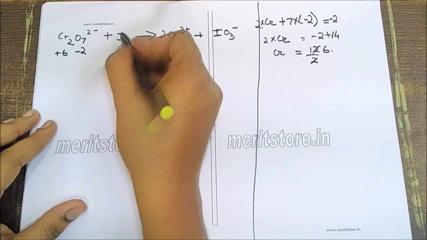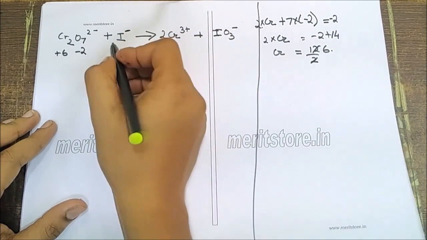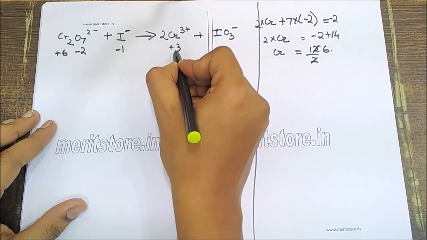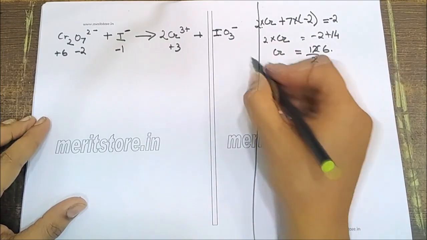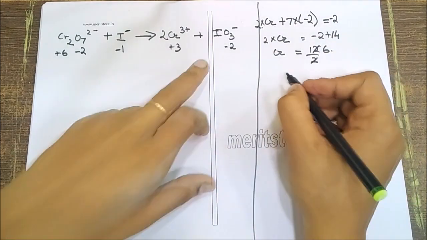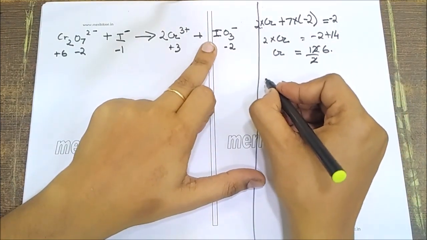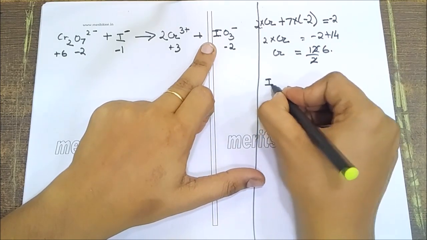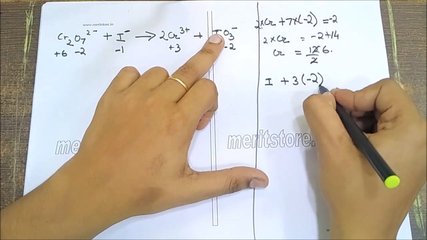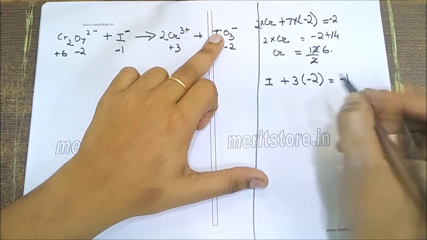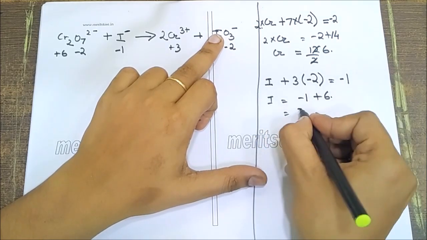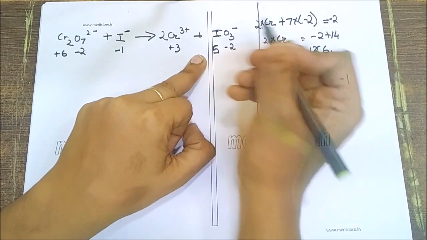Oxygen we know. Now in the reaction itself, it is given raised to minus. So here also it is minus 1. Here it is 3 plus, so it will be plus 3. Now here, how do we calculate the oxidation number? See, oxygen it is minus 2. So now I am calculating for this. So oxidation number of iodine plus 3 atoms of oxygen are there. So 3 into oxidation number of oxygen should be equal to minus 1. So iodine would be minus 1 plus 6, which would be plus 5. So iodine we are getting it as 5.